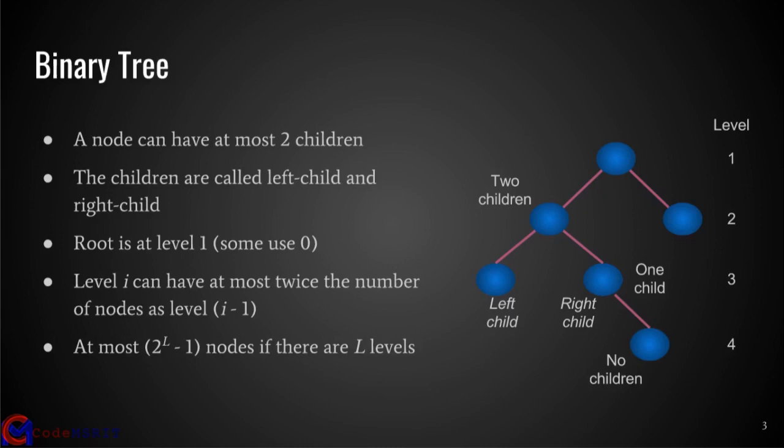A binary tree is a special type of tree which has a condition that each node can have at most two children, called left child and right child. The first level has only one node, the root. Each of the next levels can have at most twice the number of nodes in the previous, which is when every node has two children. Summing them up, we get a geometric progression that says that there can be at most 2 to the power of L-1 nodes in a tree with L levels.